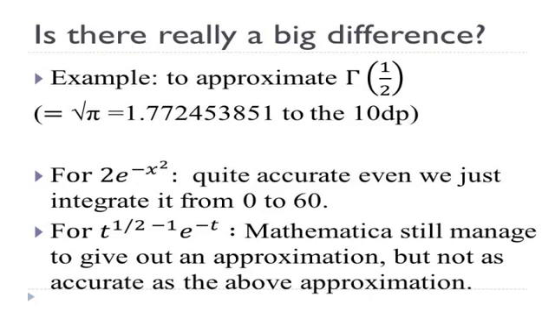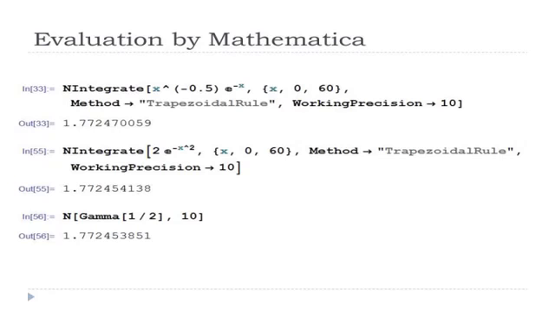So this is equal to this value, 2 times dp. For this integrand, that is the integrand from our expression, it is quite accurate even if we just integrate from 0 to 60, because it converges to 0 very quickly. And for the traditional one, Mathematica still managed to give an approximation, but it's not as accurate as the above approximation. And you can see our evaluation by Mathematica.